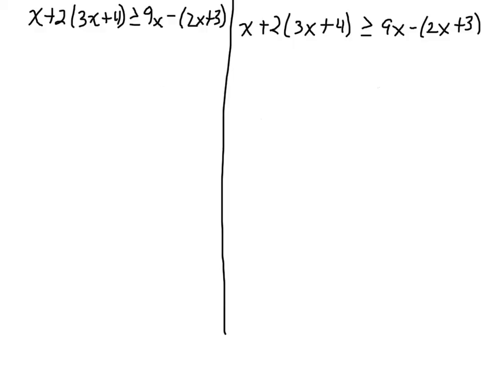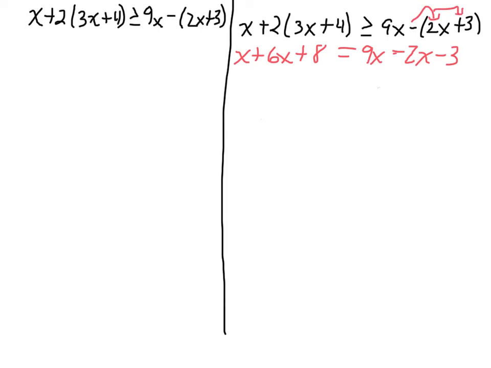Again, for this one, it looks like a very complicated problem, so we're going to start to simplify it as best we can. So I have x plus 6x plus 8 is equal to, make sure you change that to an equal sign, 9x minus 2x minus 3. Make sure you distribute that negative to both of those.